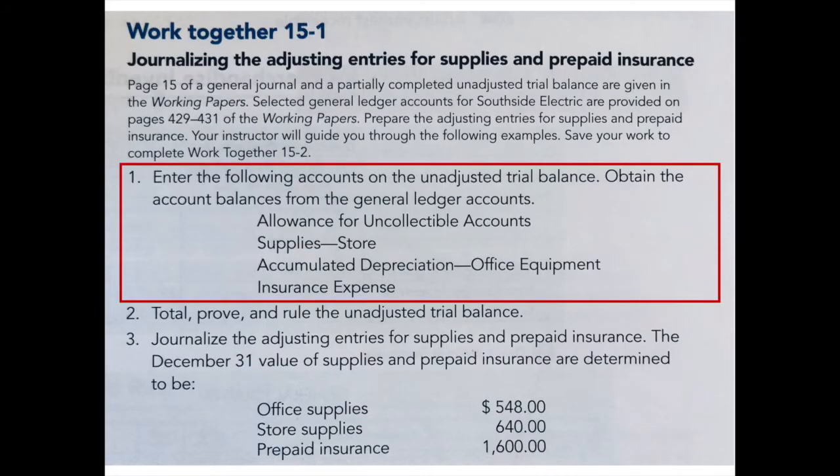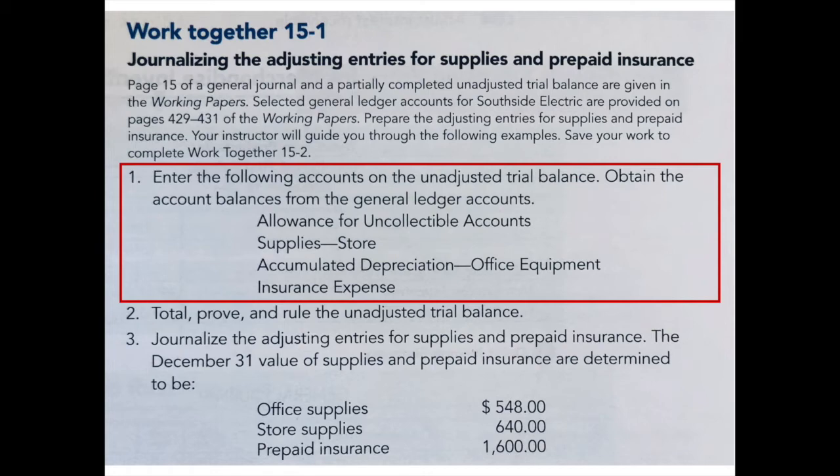Okay, Work Together 15.1. It says page 15 of the general journal and a partially completed adjusting entry trial balance are given in the working papers. Selected general ledger accounts for Southside Electric are provided on the pages I listed before. We're going to prepare the adjusting entries for supplies and prepaid insurance.